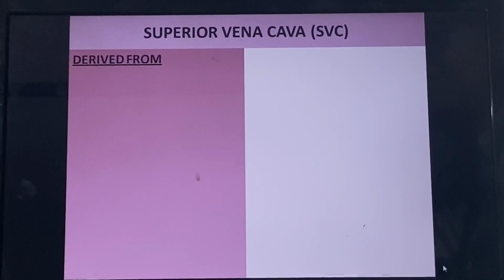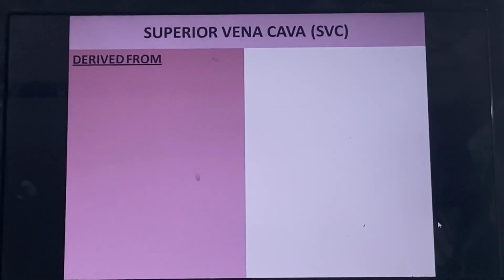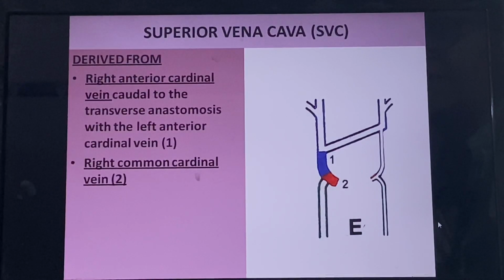Now keeping in mind this picture, we will discuss the development of superior vena cava. You can see in the diagram, it is derived from the right anterior cardinal vein caudal to the transverse anastomosis with the left anterior cardinal vein, that is number 1 in the diagram, then right common cardinal vein. So these structures form the superior vena cava.